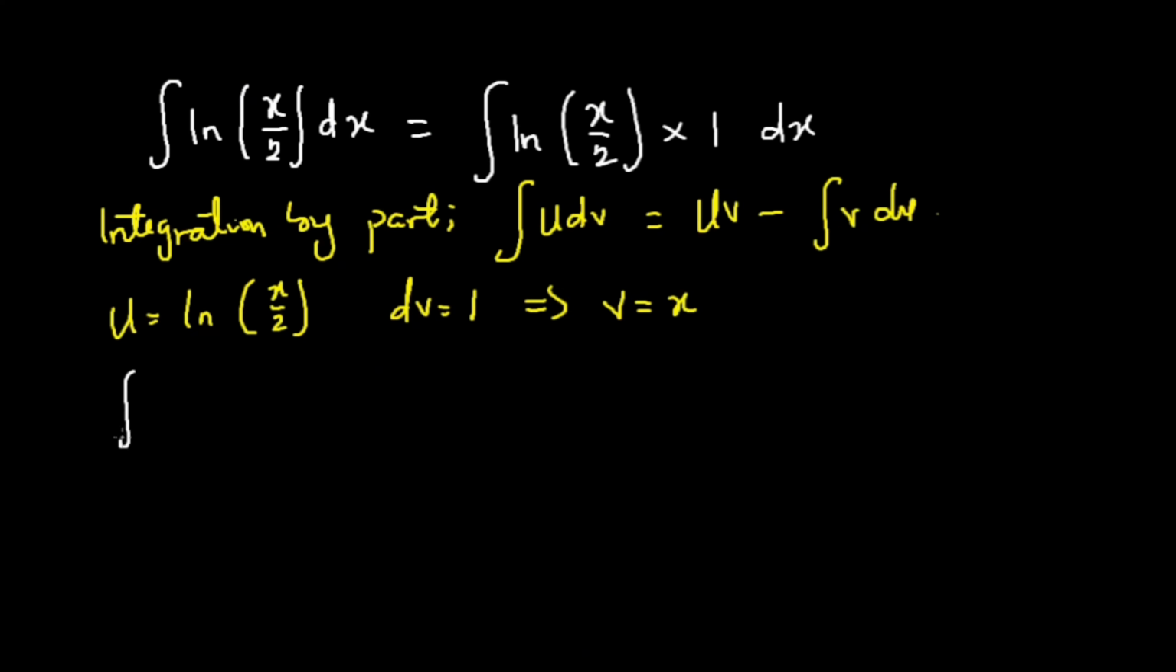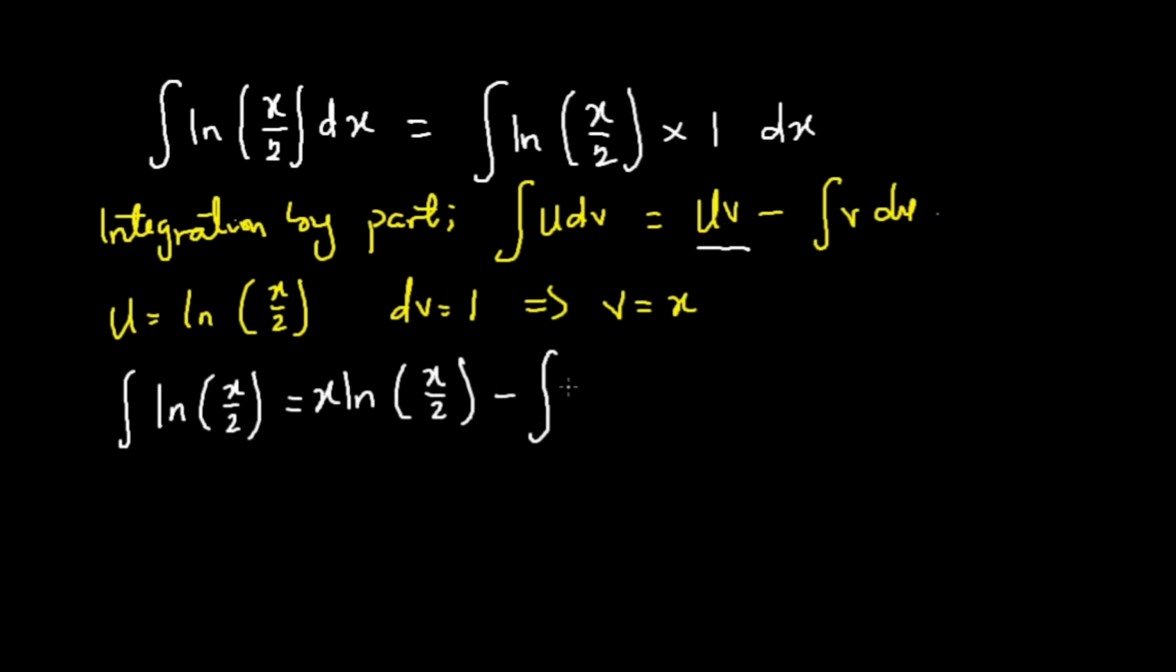So the integral of ln of x over 2, which is times 1 also, can now be written as our uv. So my u here is my ln of x over 2, right? Then my v is x, so let me put the x at the back here. Do you get now? So minus the integral of my v, which is x, then du.